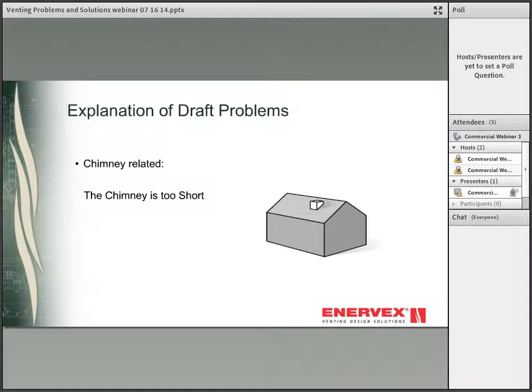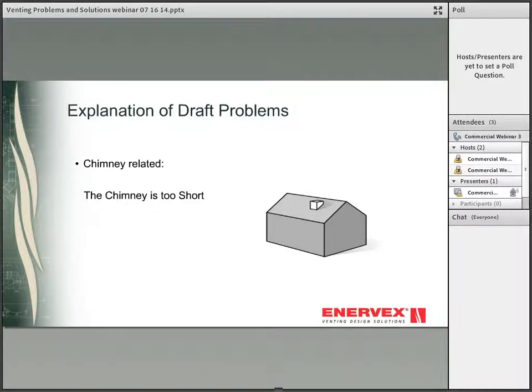If the chimney is too short, it could also lead to improper termination. The termination should generally be at least 3 feet above anything within 10 feet of the chimney. Now, this problem can occur when the chimney is on a slanted roof or if the chimney is improperly designed to begin with. Possible solutions include extending the chimney by adding chimney sections or tiles.